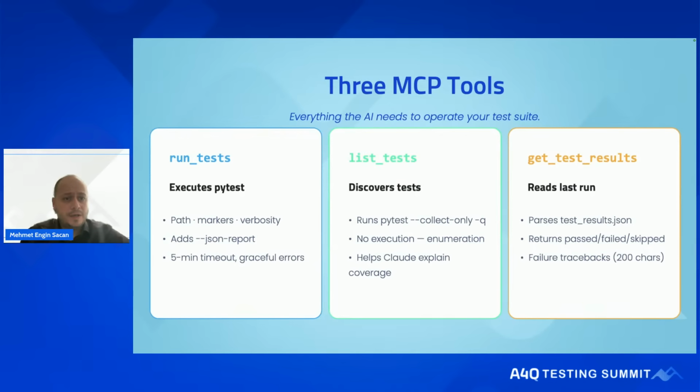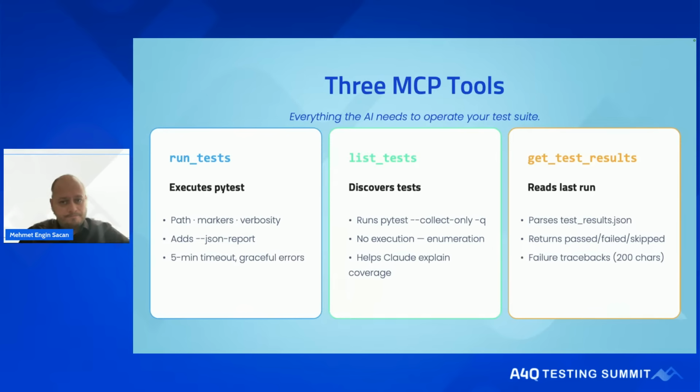Here we have three tools in our MCP server: run tests, list tests, and get test results. Run tests is the workhorse. It takes a path, optional markers, capture mode, etc. It adds the JSON report flag so we can get structured output, with a 5 minute timeout and graceful failure.